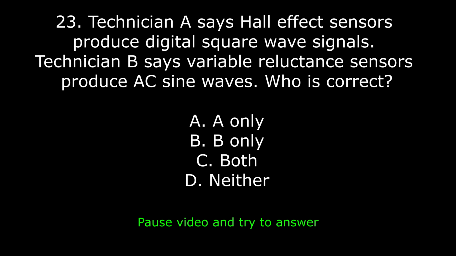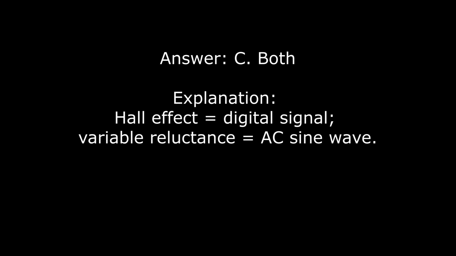23. Technician A says Hall effect sensors produce digital square wave signals. Technician B says variable reluctance sensors produce AC sine waves. Who is correct? A. A only. B. B only. C. Both. D. Neither. Answer: C. Both. Explanation: Hall effect equals digital signal, variable reluctance equals AC sine wave.